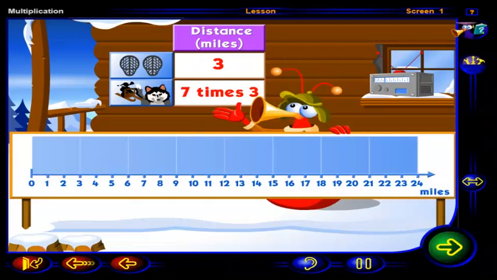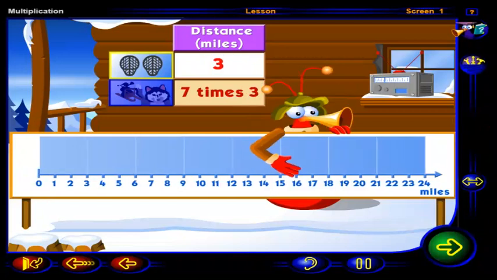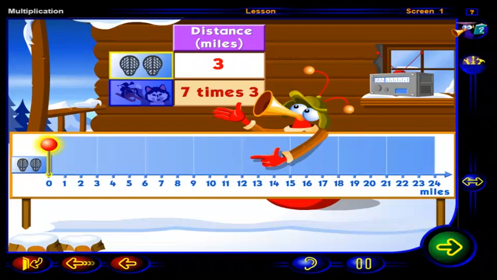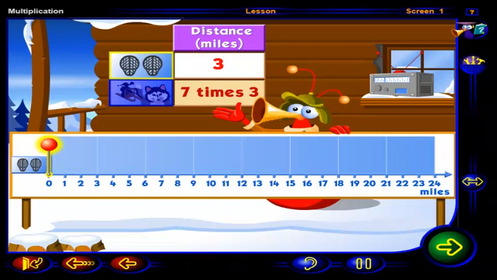To compare these two distances, let's show the number of miles the explorer wearing snowshoes has traveled so far. Drag the marker to show the distance the explorer wearing snowshoes has traveled. When you're done, click OK.